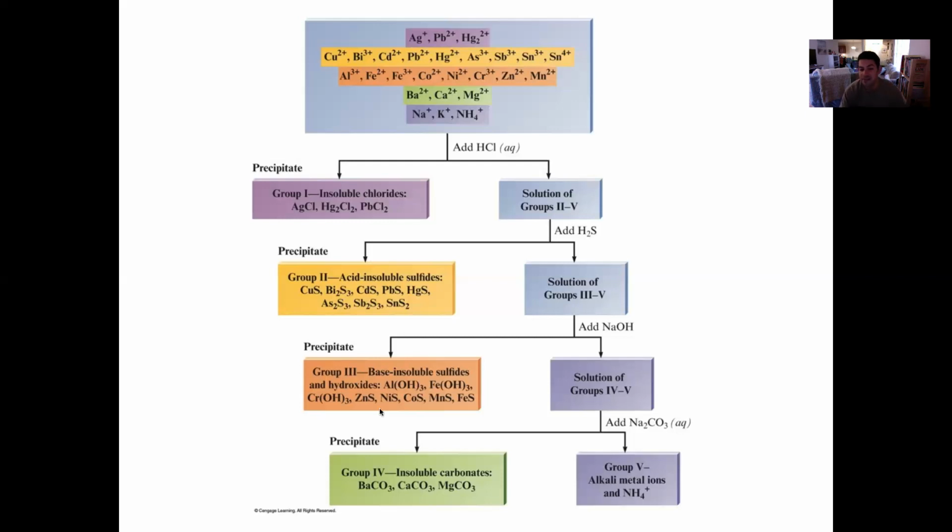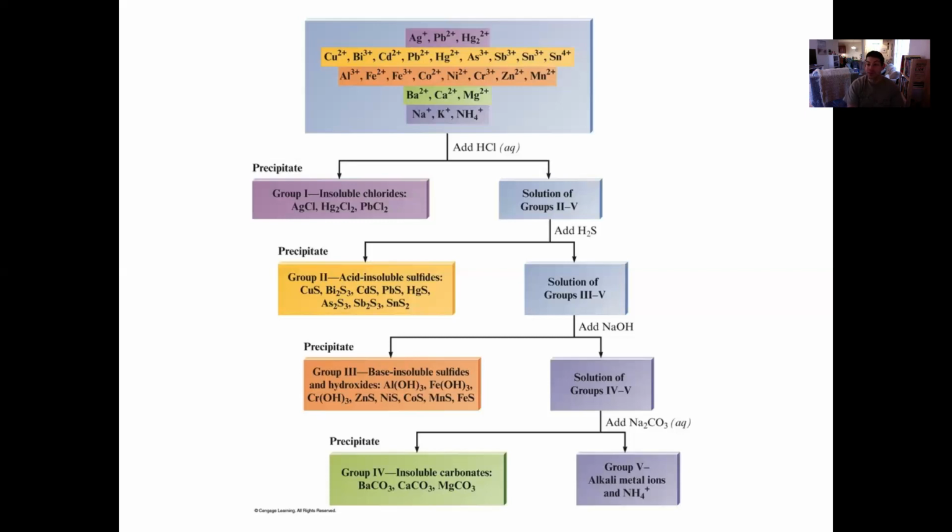The last test we add is sodium carbonate. Carbonates are more soluble than everything else we've seen, but we have three big exceptions: barium, calcium, and magnesium. So if we've made it to the end of our selective precipitation flowchart, adding the sodium carbonate will test for our group 2 metals.